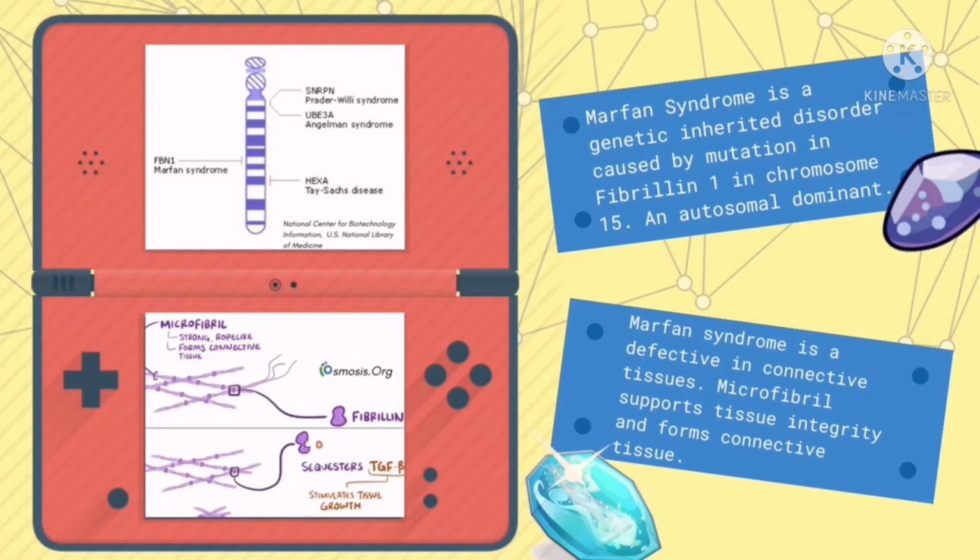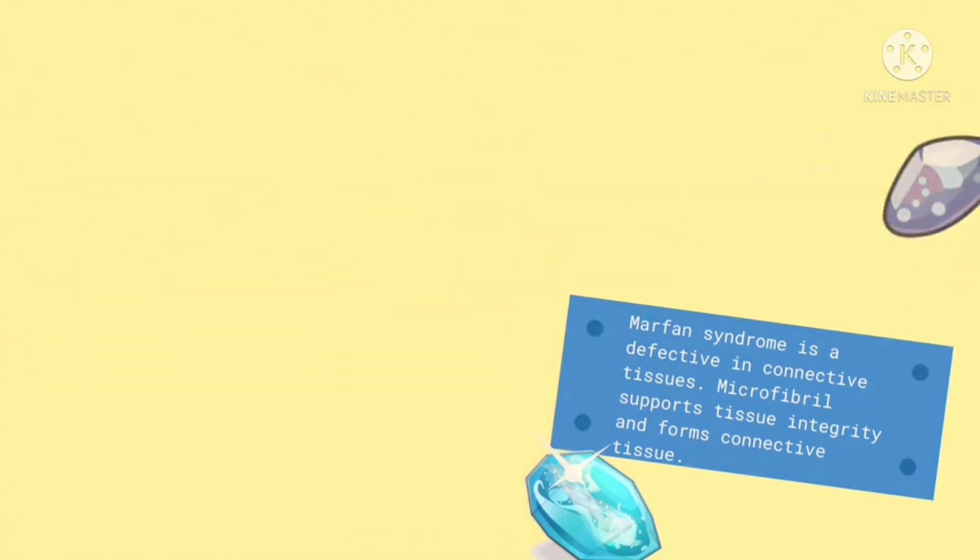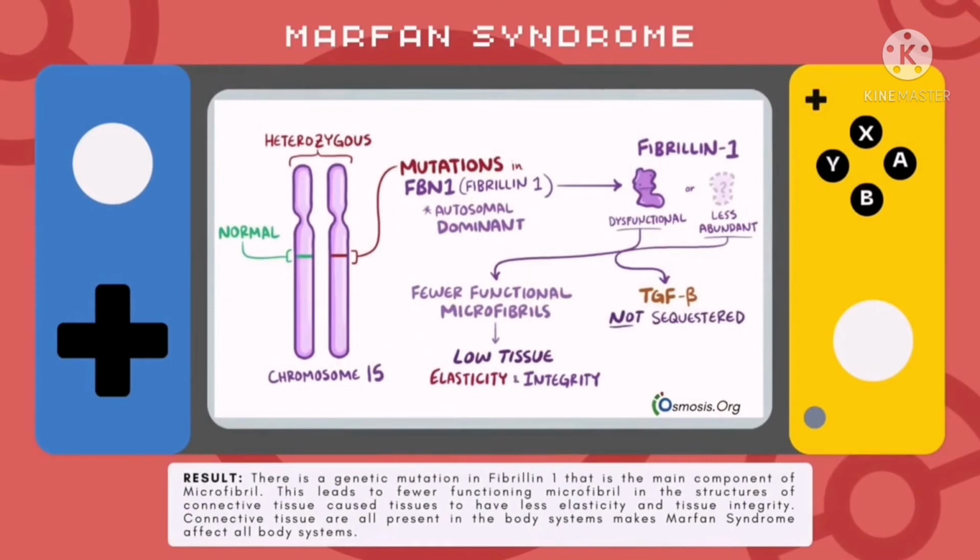Fibrillin has three types. In the case of Marfan syndrome, the FBN1 gene encodes the fibrillin 1 protein, and this is the affected type of fibrillin. The FBN1 mutation causes fibrillin 1 to be either less functional or less abundant on microfibrils. Fewer functional microfibrils means low tissue elasticity and integrity.